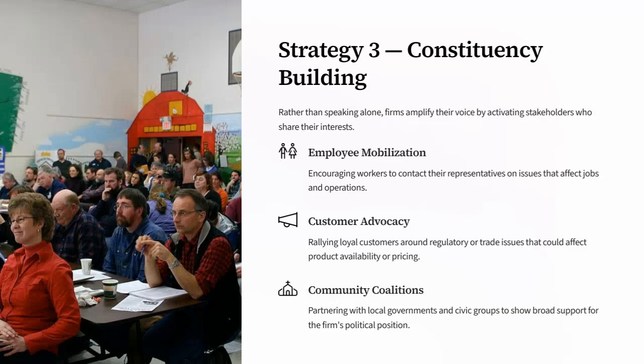Strategy 3 is constituency building. Rather than speaking alone, firms amplify their voice by activating stakeholders who share their interests. Employees may contact representatives about policies affecting jobs and operations. Loyal customers can be rallied around regulatory or trade issues that might influence product availability or pricing. Firms may also build community coalitions by partnering with local governments and civic groups. Together, these efforts demonstrate broader support for the firm's political position, making its message appear less like a narrow corporate interest and more like a shared community concern.